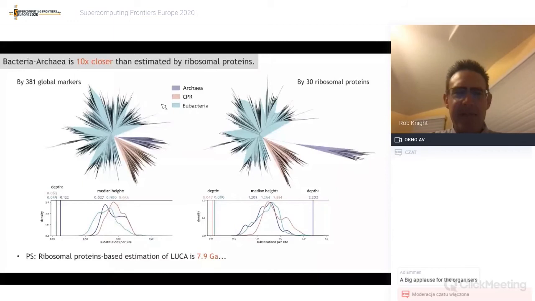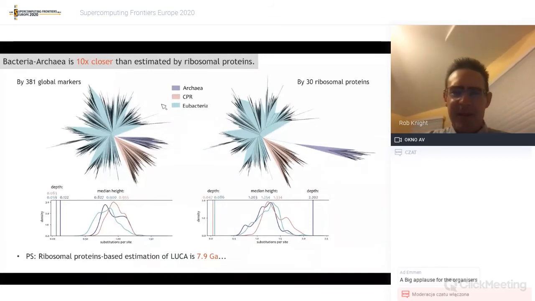And one reason why we believe that our new tree is correct is that when we use the ribosome to estimate the last common ancestor of all life, we get an estimate of 7.9 billion years ago, and that is significantly older than the age of the Earth. So we are pretty sure that that estimate is not true, and instead our estimate from the new, better tree is true.